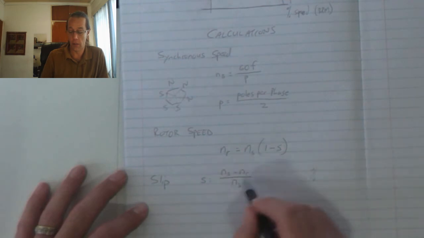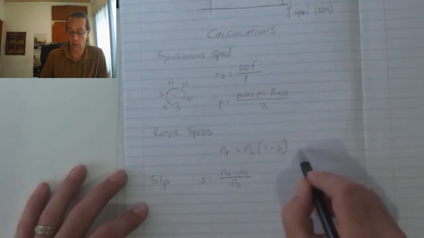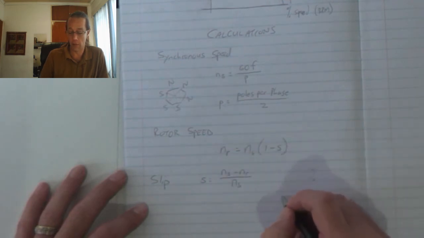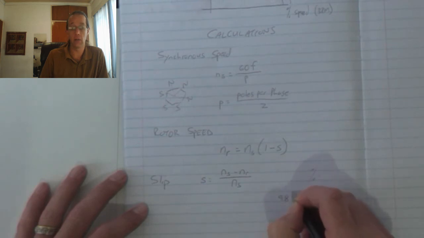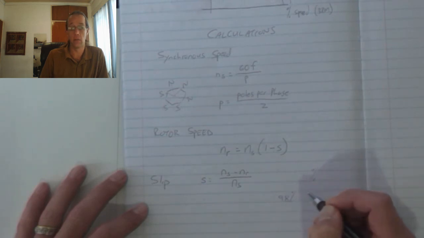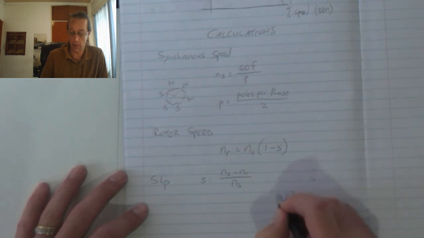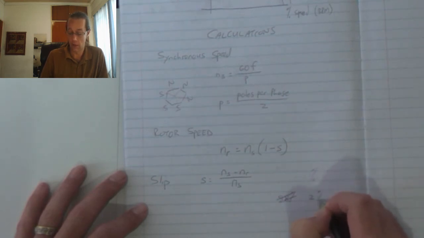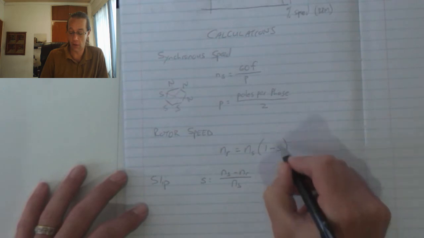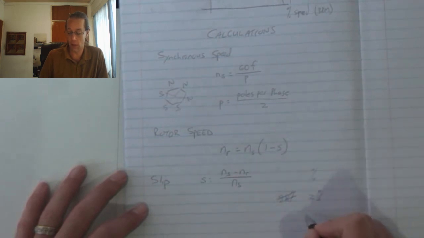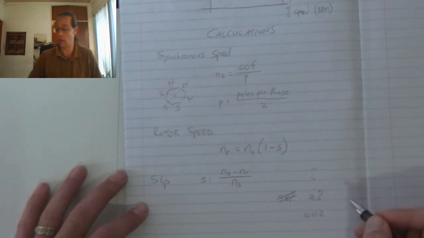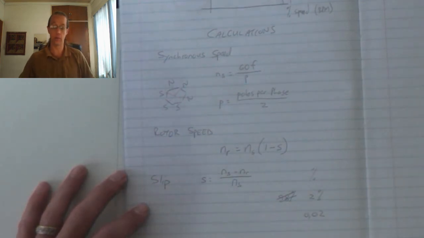Now when we use this slip in this formula, let's say we've got a 2% slip, then instead of writing 2% over there, we're going to write 0,02, and that is how we use the slip in the formula.